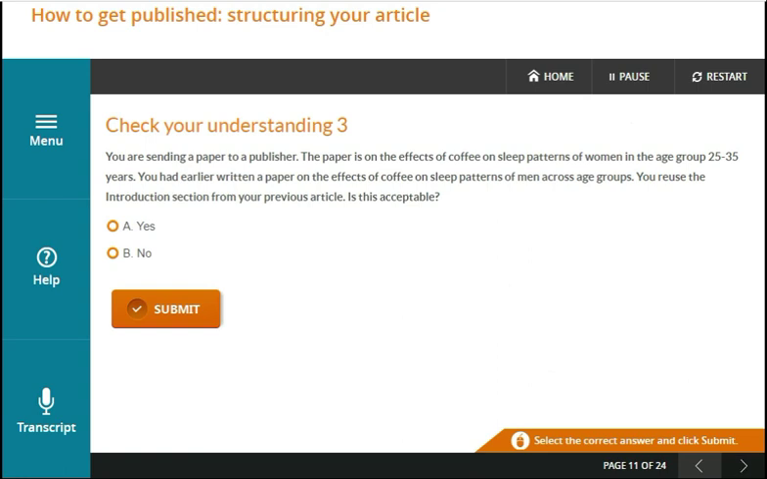You are sending a paper to a publisher. The paper is on the effects of coffee on sleep patterns of women in the age group 25 to 35 years. You had earlier written a paper on the effects of coffee on sleep patterns of men across age groups. You reuse the introduction section from your previous article. Is this acceptable?